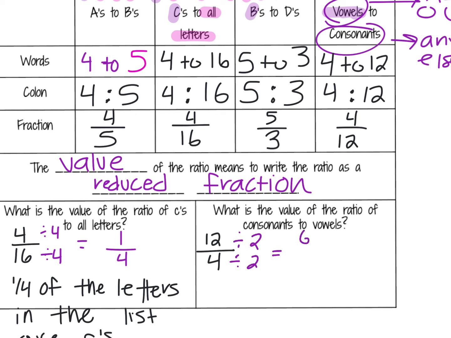12 divided by 2 is 6. 4 divided by 2 is 2. I know that I can keep going. I can divide by 2 again. 6 divided by 2 is 3. 2 divided by 2 is 1. 3 over 1 is just 3.